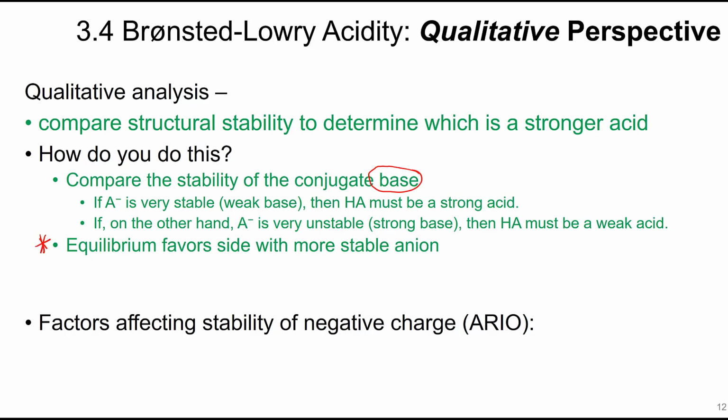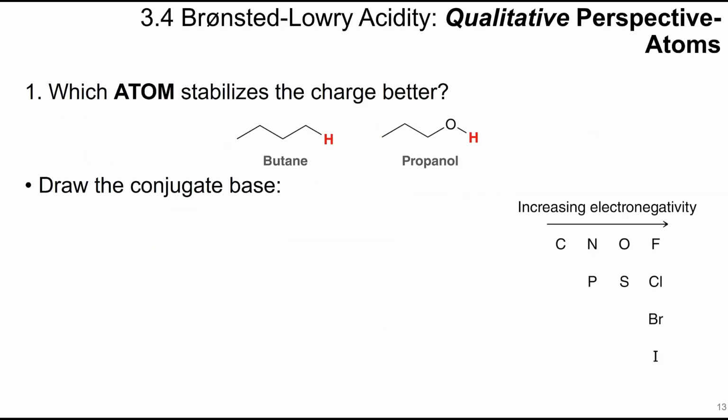If you want to look at factors affecting the stability of the negative charge, we use the acronym ARIO. So it's atom, resonance, induction, and orbital. Which atom stabilizes the charge better?